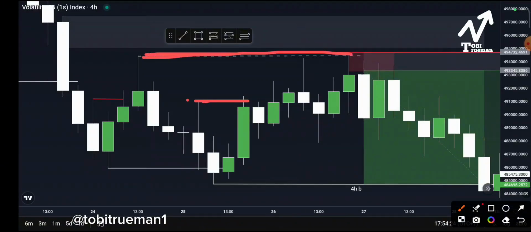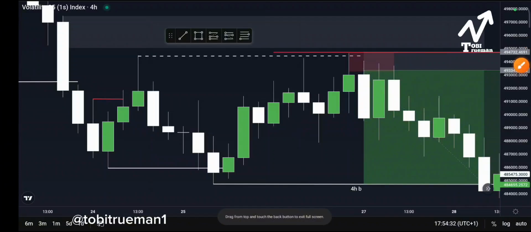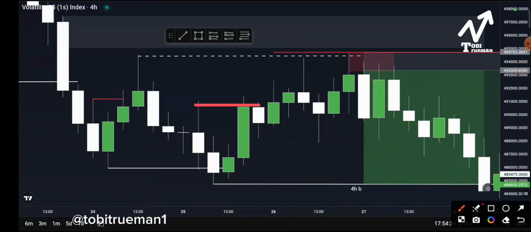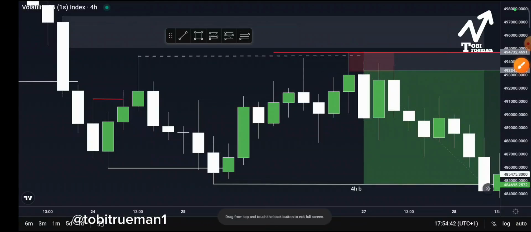We can see that when price took the minor inducement, there was no entry here. Price did not come down immediately, so price just took the minor inducement and continued to go upward until it took the major inducement. Okay, so this is now where I apply.